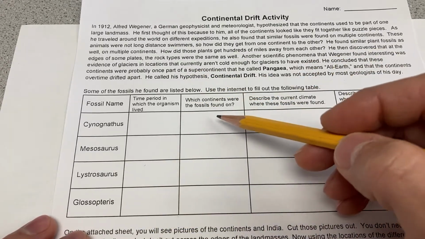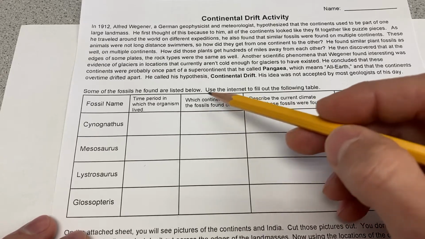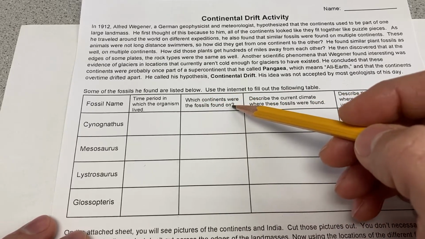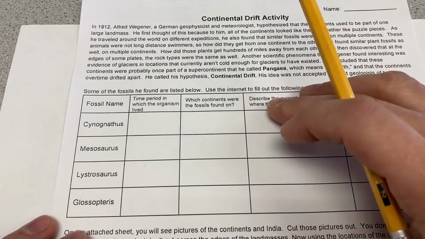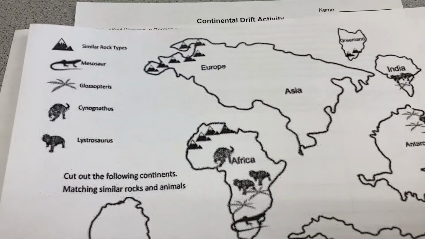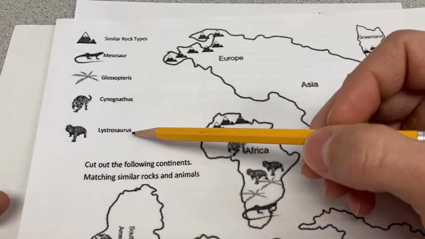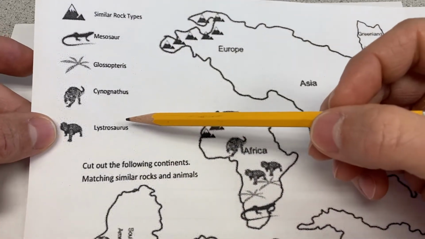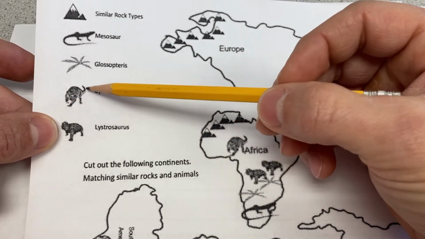Over here, we're going to ask you which continents the fossils were found on. So present day, which continents are these things sitting on, the fossils? And you can very easily do that by simply looking at the picture here. So if you take Lystrosaurus here, it's a little bit confusing because it looks a little bit similar to this one, but just take a close look there. This one's got a little tail on it here.